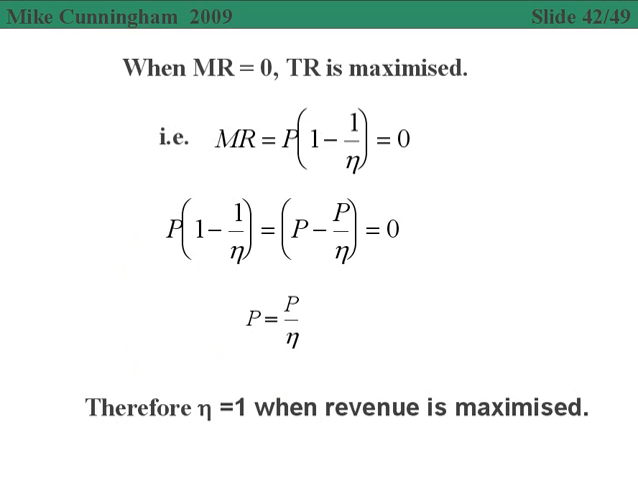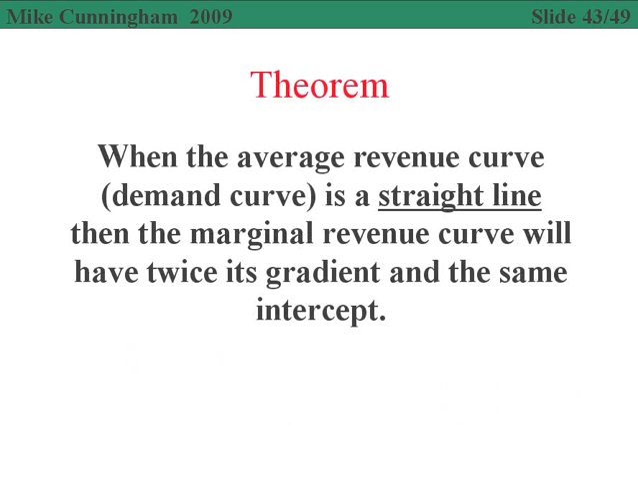Let's have a look at the relationship between marginal and average revenue. And let's be grandiose and call it a theorem. When the average revenue curve is a straight line, and this only works for straight lines, then the marginal revenue curve will have twice its gradient and the same intercept. So the marginal revenue curve will have twice its slope, but will start at the same point. Let's prove that.